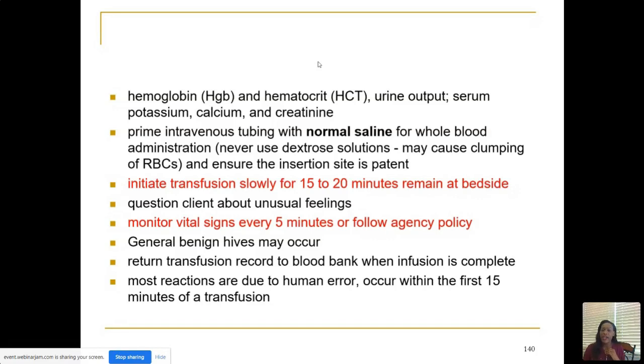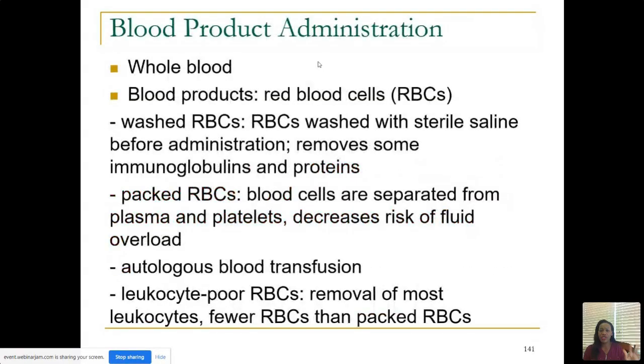All right, so you're doing the vitals every 5 minutes. You're not leaving Mrs. Jones. If she's okay, you can delegate that, okay? We're pulling her CBC, BMP, electrolytes, all of that, okay?